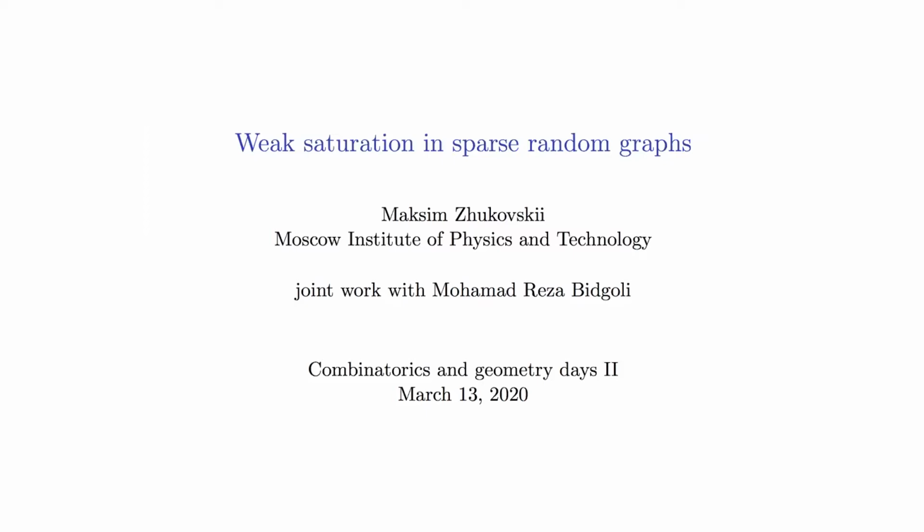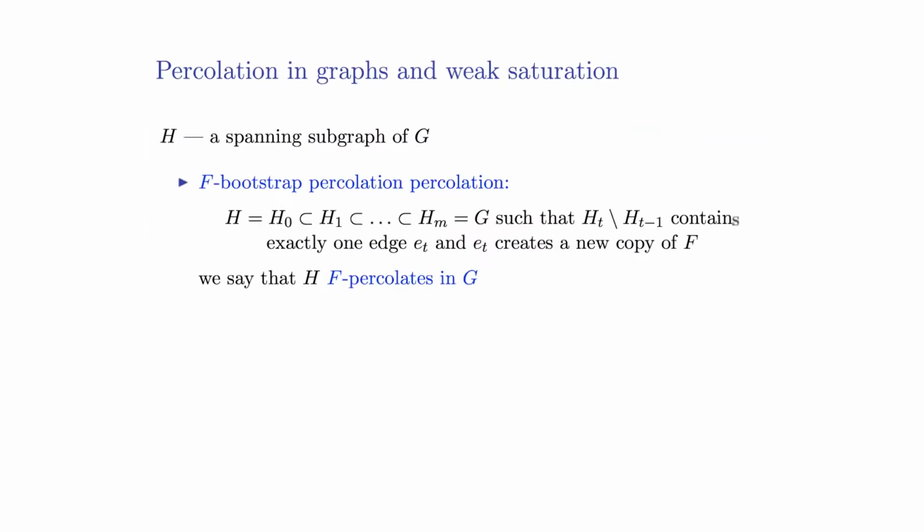So my talk is about weak saturation in the G(n,p) model when p is small. Let me start with several definitions. Recall the definition of weak saturation. So what do we have? We have a graph G, and its spanning subgraph H.